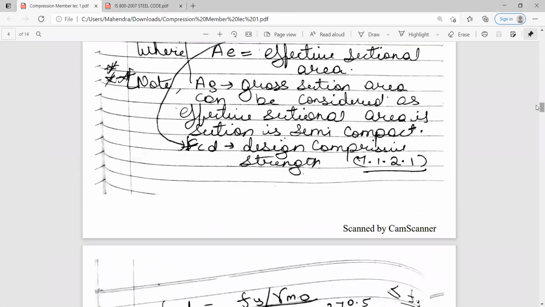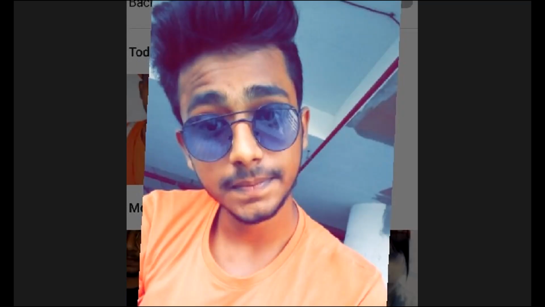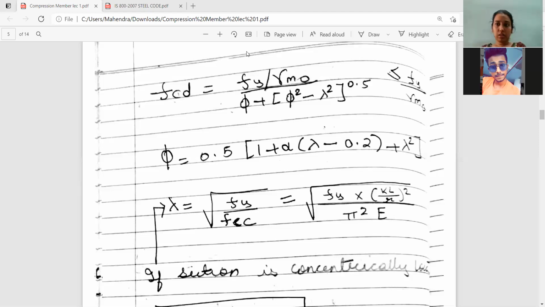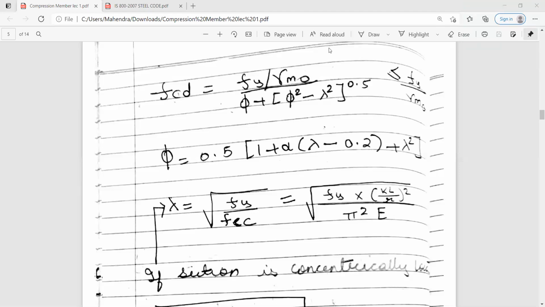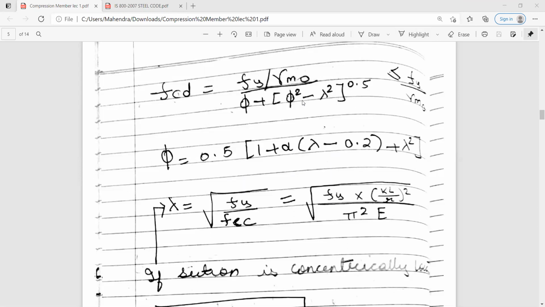Now, FCD is nothing but the design compressive strength, as I've already told you. Now, the formula to calculate FCD will be equals to Fy upon gamma m0 upon phi plus phi square minus lambda square raised to the power 0.5, should be less than or equals to Fy upon gamma. So gamma is nothing but the partial safety factor, as you already know.